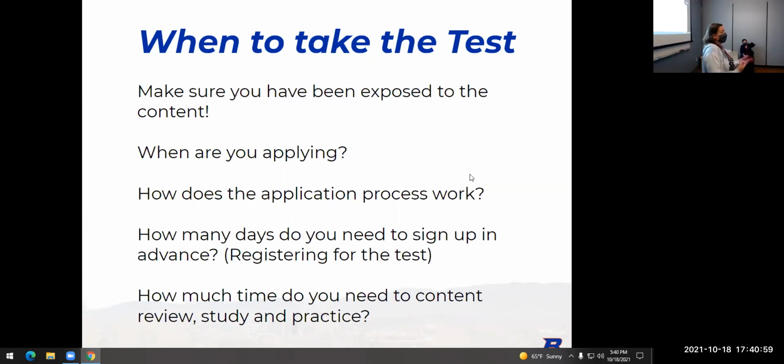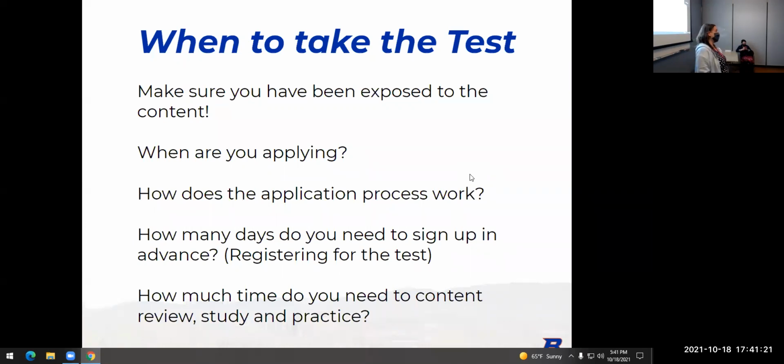So this is information for you to think about. How many days do you need to sign up for it? 90 days for the DAT. For the MCAT, you shouldn't sign up for it 10 days before you have to take it. That's bad, because you're going to risk losing a spot at that point. So keep that in mind.